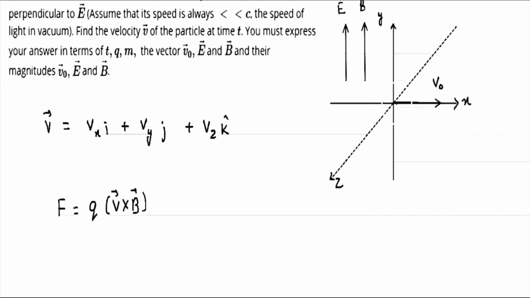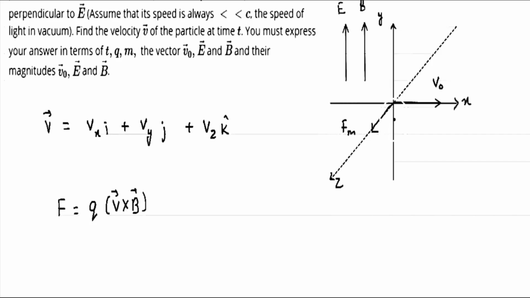That means at the initial instant the magnetic force would be in this direction, just at the entry. This is the direction of our magnetic force. So the magnetic force is perpendicular to velocity. Now we have only the electric field on, and the electric field would be in the upward direction.